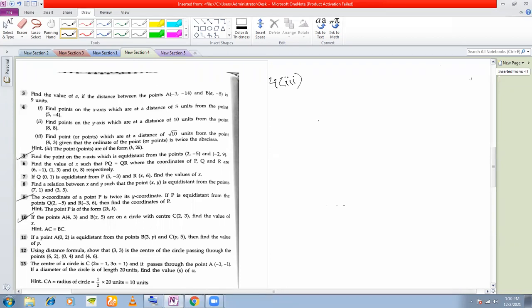What does this mean? If the ordinate of the point is twice the abscissa, a particular point is such that the ordinate of the point is twice its abscissa, then what can I take the point as? Ordinate means what? Ordinate means the y coordinate, right? And abscissa means the x coordinate. So if you see, it is given here that the point is such that the ordinate is twice the abscissa. That means I can take the coordinates of point as what? So x and 2x.